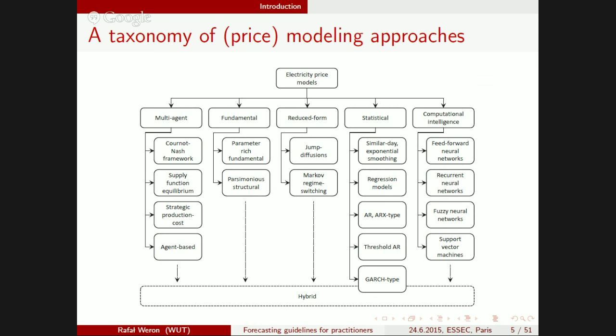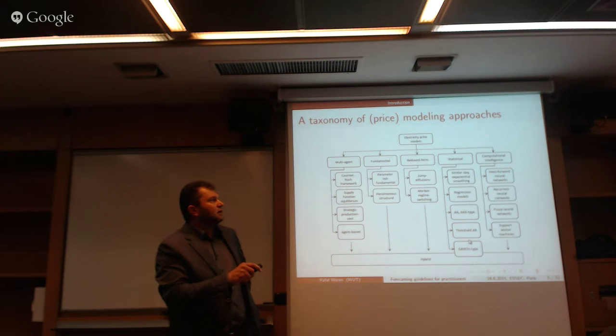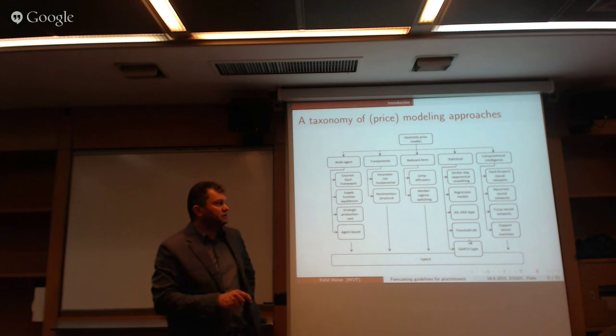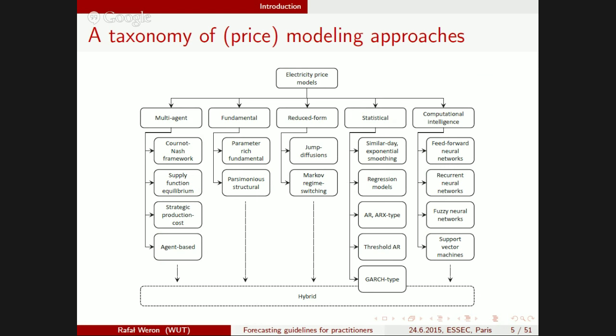So maybe starting from the right, here you have computational intelligence methods. These methods have been very popular and developed mostly in engineering sciences. So if you look in engineering journals, definitely you see computational intelligence methods, in particular neural networks, fuzzy methods, support vector machines. These kinds of algorithms or techniques have been used and are constantly being used to forecast electricity loads and also electricity prices. The next column, the statistical methods.